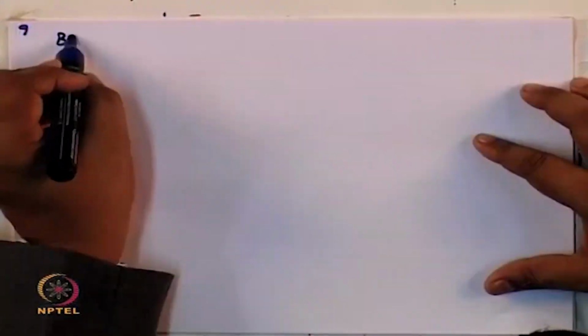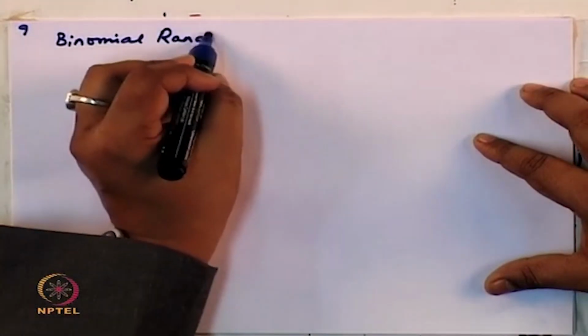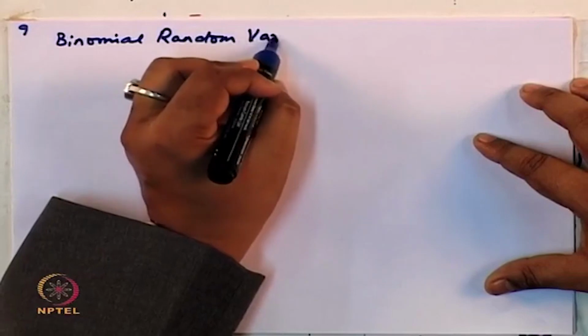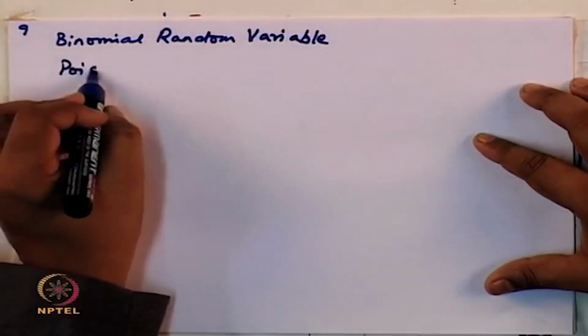Another thing I wanted to mention is, you have a binomial random variable, and you have a Poisson random variable.